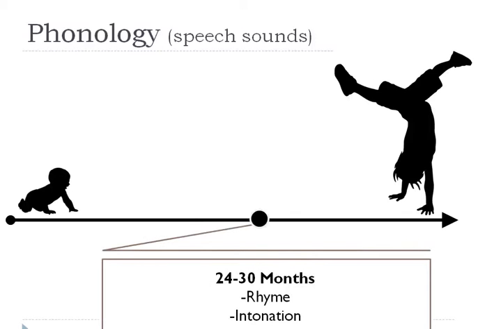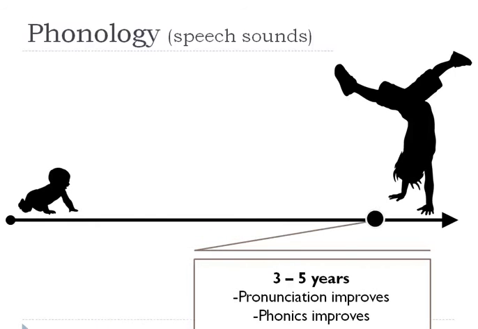At 24 to 30 months, children will start picking up the sense of rhyme and perfect their intonation. And then 3 to 5 years along, pronunciation improves and phonics in general improve.